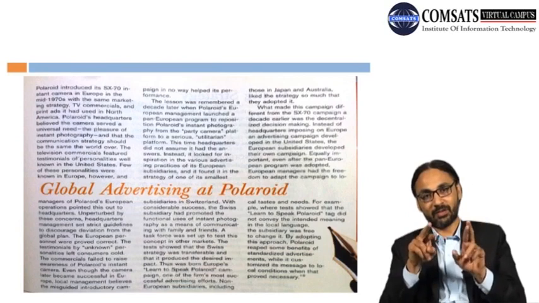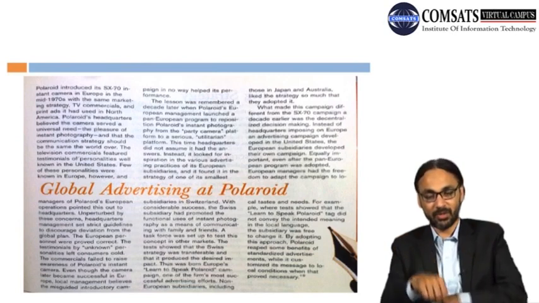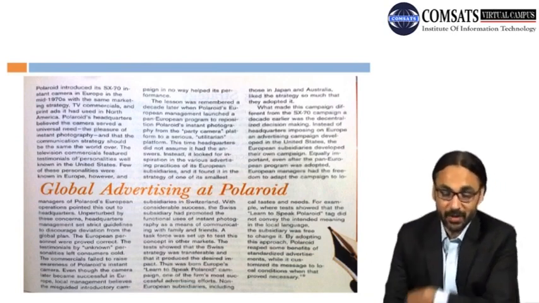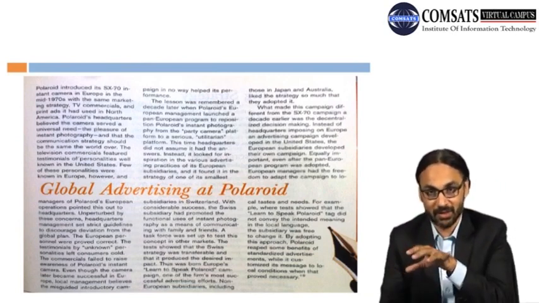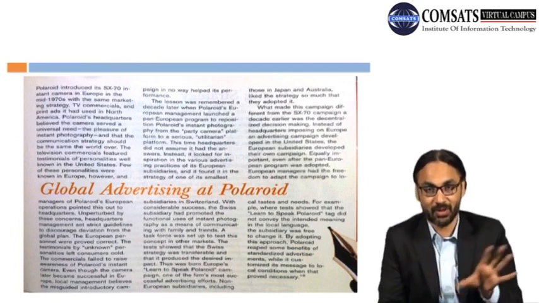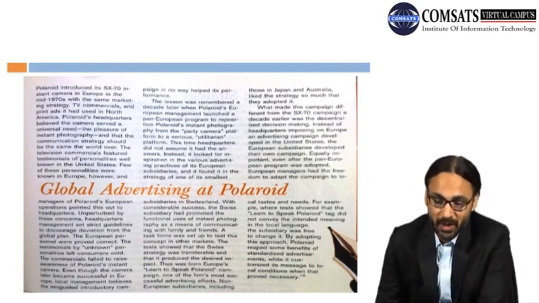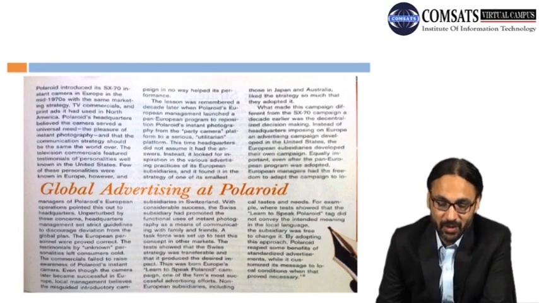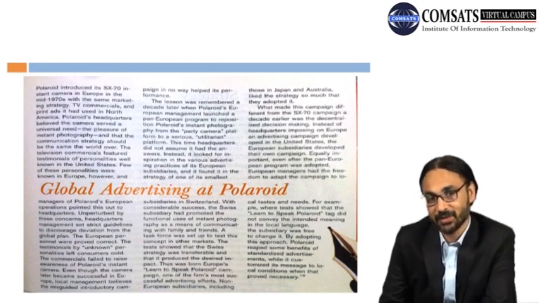Why is there a difference between that time with the SX70 and the Polarized camera? Okay, the last column discusses the difference between the campaigns. What made this campaign different from the SX70 campaign a decade earlier was the decentralized decision making. Instead of headquarters imposing on Europe an advertising campaign developed in the United States, the European subsidiaries developed their own campaign. That's the first difference.